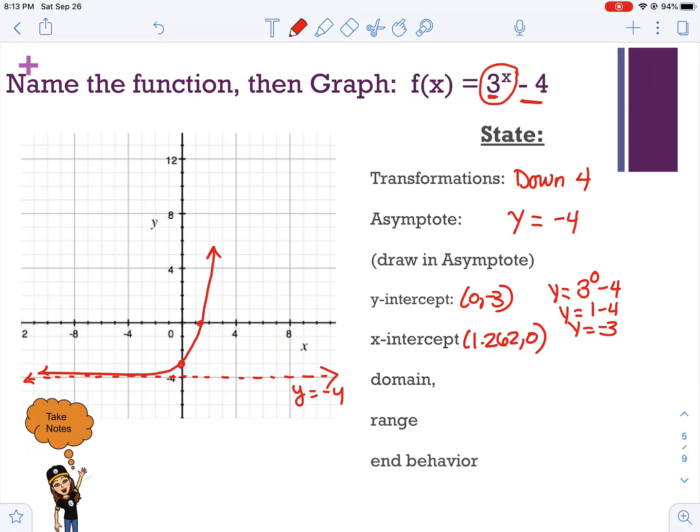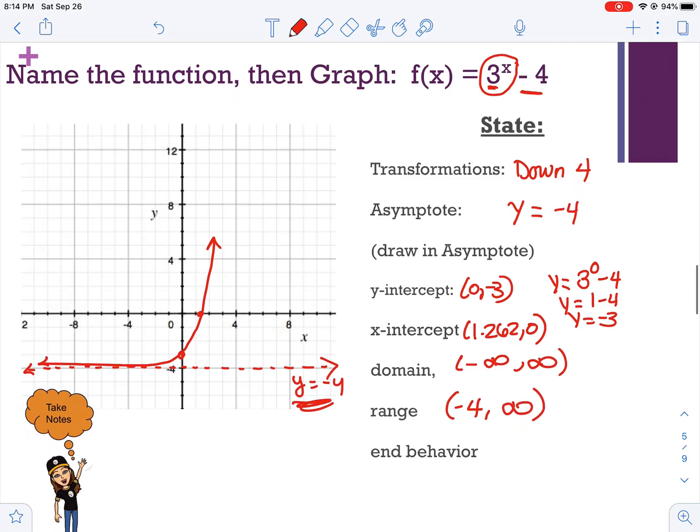Okay? Now, the domain of every exponential function is -infinity to infinity. I can put in any number as a power. The range on this one, though, the answers that I get out, I can see it's not going to go past that -4 on the y. So I will put a parenthesis, -4 to infinity.